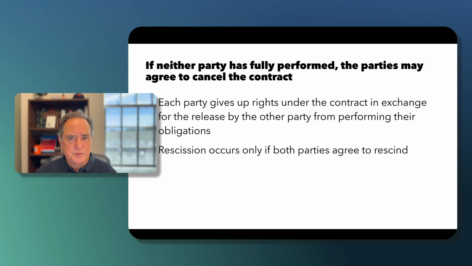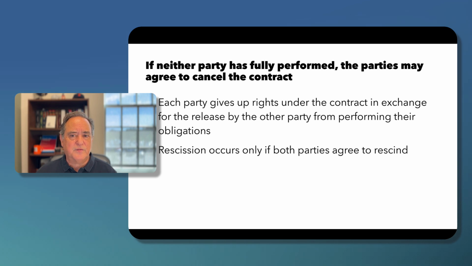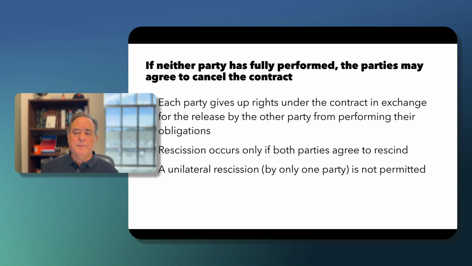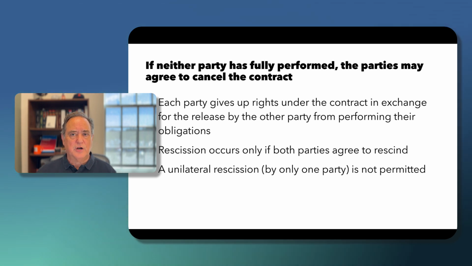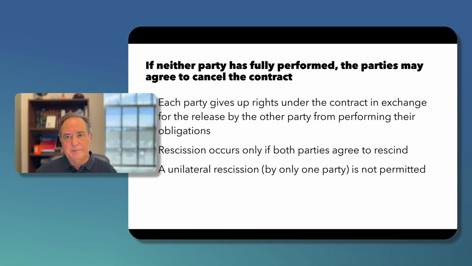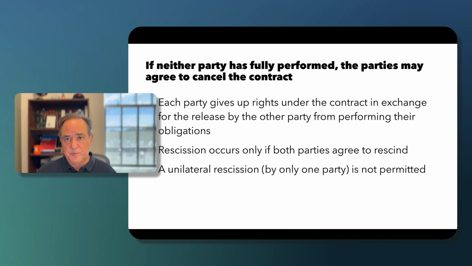And it is possible because of that doctrine of freedom of contract that we talked about when we began this entire module, in the sense that we should respect what people agree to in their contract, even if it is termination of the contract without performance. Now, a unilateral rescission, where one party says that they are not going to perform and in return will give up any right under the contract, is not permitted. So it has to be a mutual decision in order to establish a rescission.